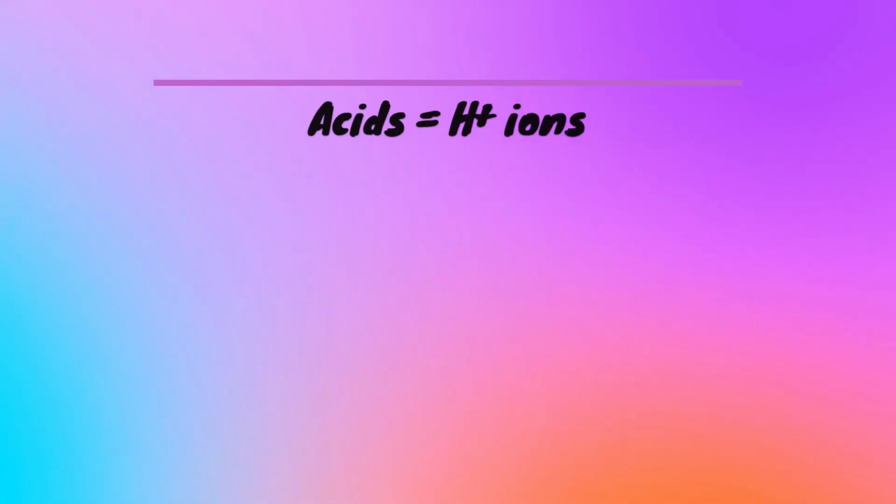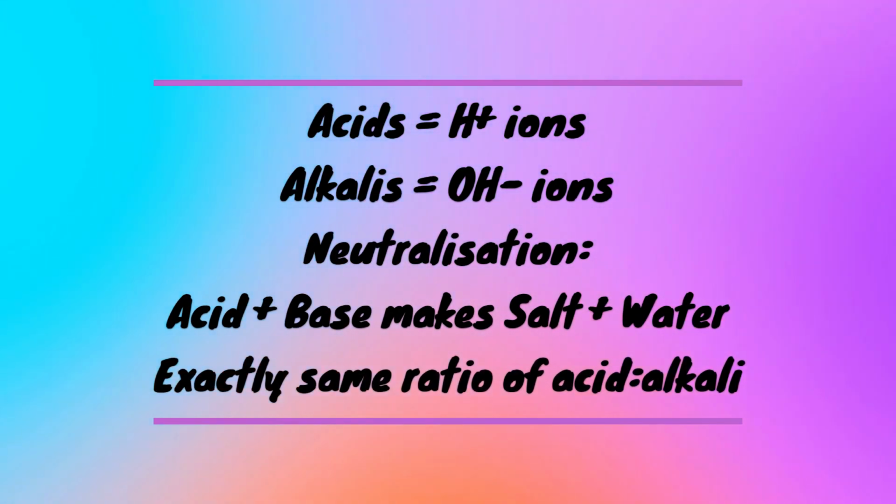All acids have hydrogen ions, all alkalis have hydroxide ions, and when an acid is reacting with an alkali, a neutralisation reaction occurs, and the equation for neutralisation is acid plus alkali or base makes salt and water. So, in other words, H+ plus OH- makes H2O, which is neutral with a pH of 7.